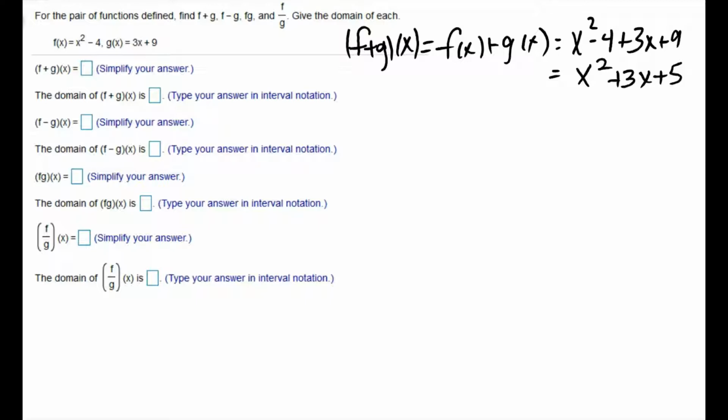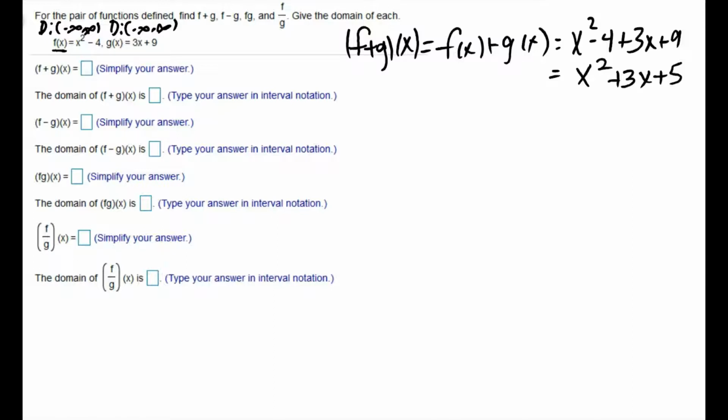Then it says, find the domain of f plus g. So we need to go back a little bit and first think about what is the domain of these individual functions. So for f is x squared minus 4, and x squared minus 4 is a polynomial function. So that's going to have a domain of negative infinity to infinity. And g of x equal 3x plus 9 is also a polynomial function, and it'll have a domain of negative infinity to infinity.